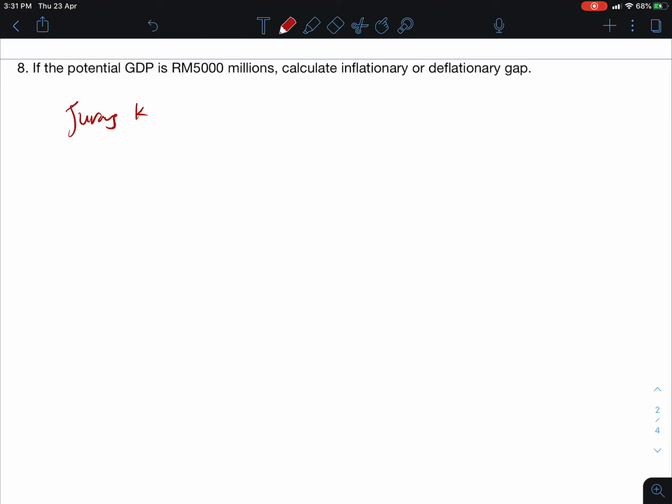atau KDNK. Okay. Jurang ini kita sebut KDNK. So it's a GDP gap. KDNK is GDP. So it's the KDNK potensi minus KDNK sebenar. It's actual KDNK or actual GDP. So we have potensi. The full potential GDP is potential GDP.